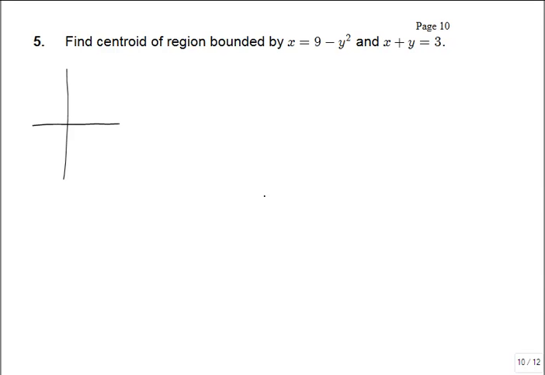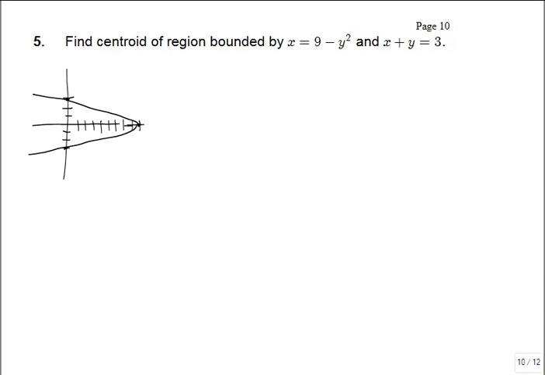Now 9 minus y squared, that's a sideways parabola. It's got a point to the left because of the negative in front of the y squared. And if y is 0, that makes x equal to 9. So I know that this is going to hit at 9 on the x-axis. And if y is 3 or minus 3, then that makes x 0. So this has intercepts on the y-axis at negative 3 and positive 3. So my sideways parabola is going to look like that.